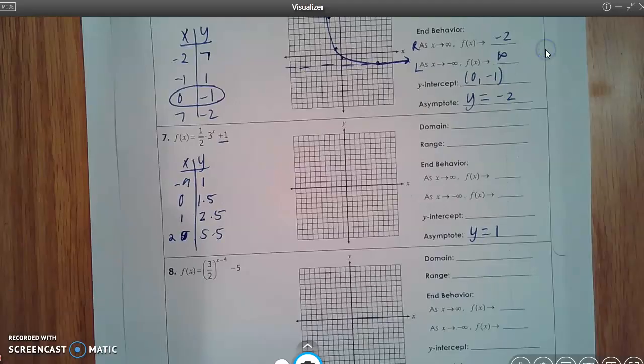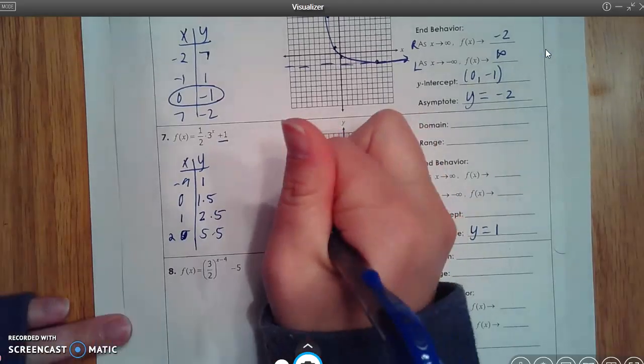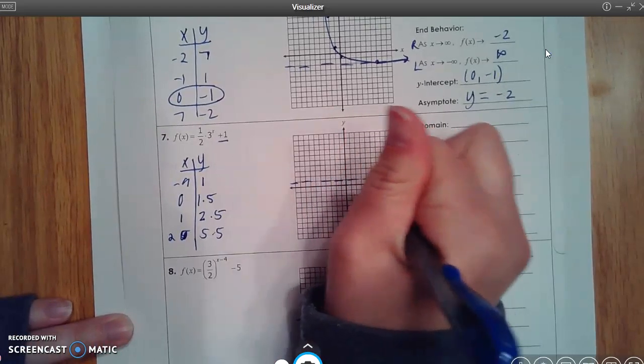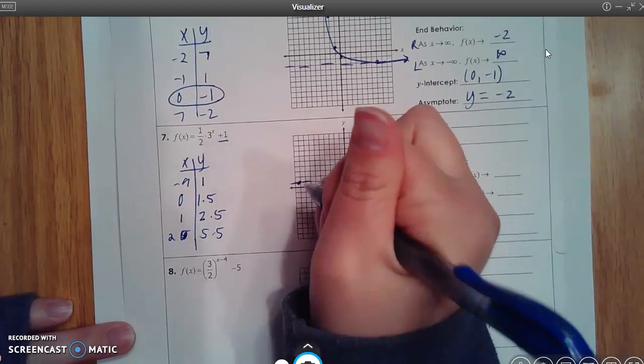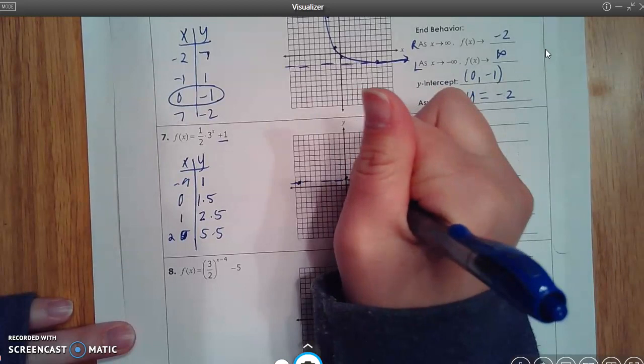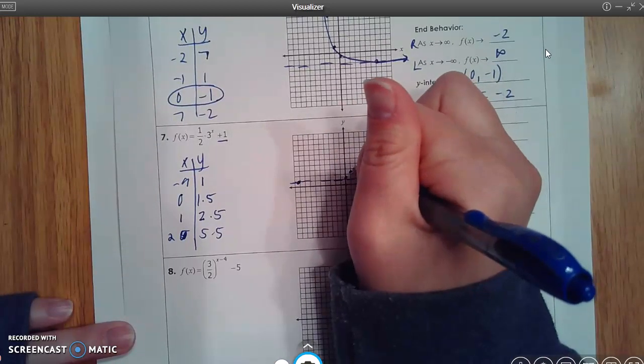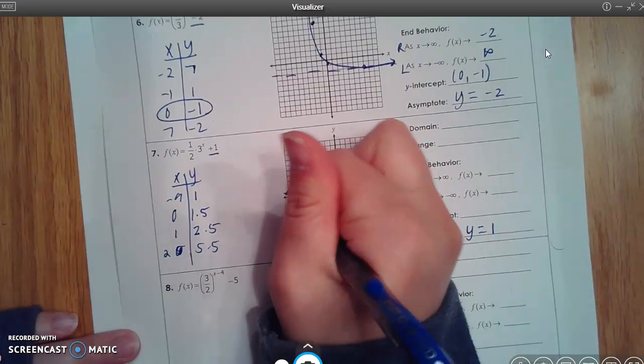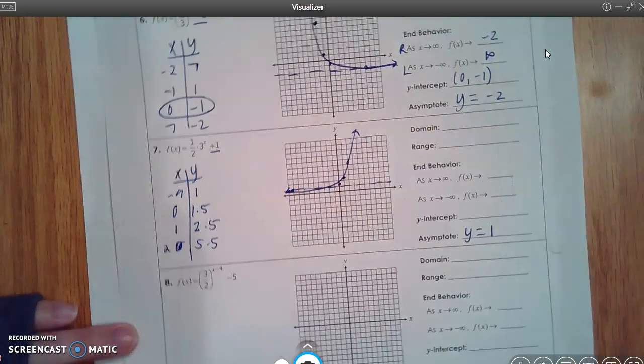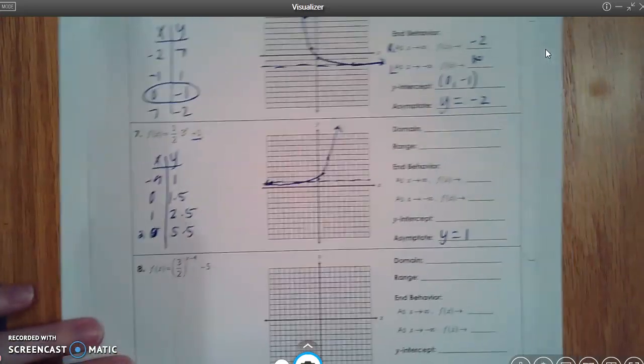Okay. So here's my table of values. Let's graph them. So we're going to go to y equals 1. So we have -9, 1, 0, 1.5, 2.5, 0.5. So this graph is very wide, whatever you want to call it.